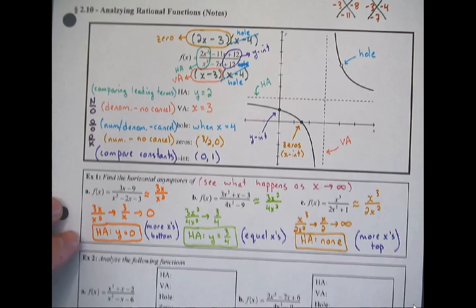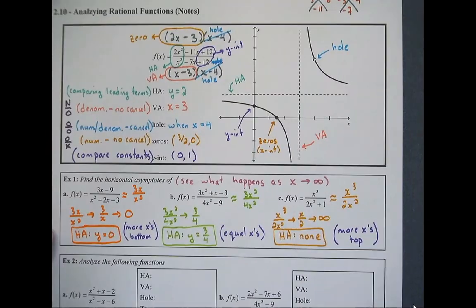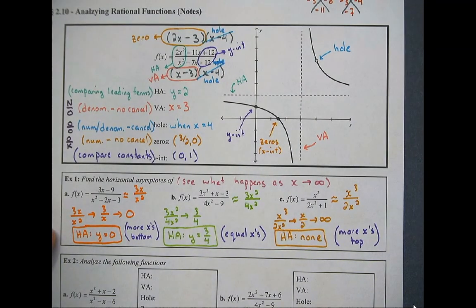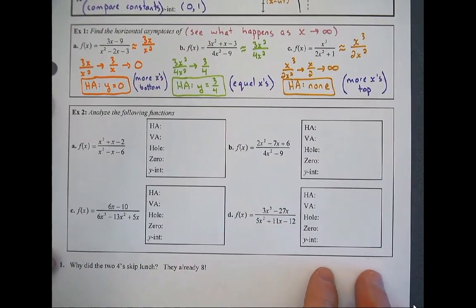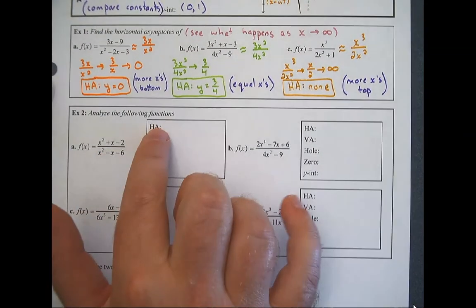All right, so let's take a look. Let's try this now. I've done a lot of talking there. Probably a lot of it didn't connect yet, but at least we now have this list that we can refer back to when we're trying to analyze one of these rational functions. So let's go through our list.